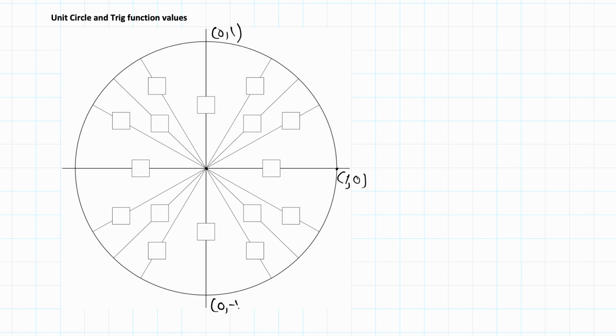This should be 0, negative 1, and negative 1, 0. And the standard angles are, the first angle would be 30 degrees or pi over 6, then 45, pi over 4, 60, pi over 3, and then we'll figure out those angles. And this is 0 radians, and this is 90, pi over 2. Okay, calculus works on radian measure, so I'm mostly using radian measure.